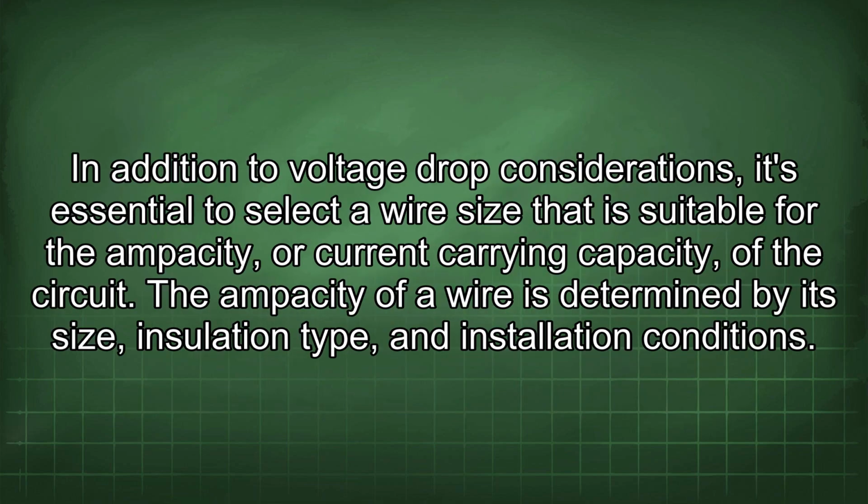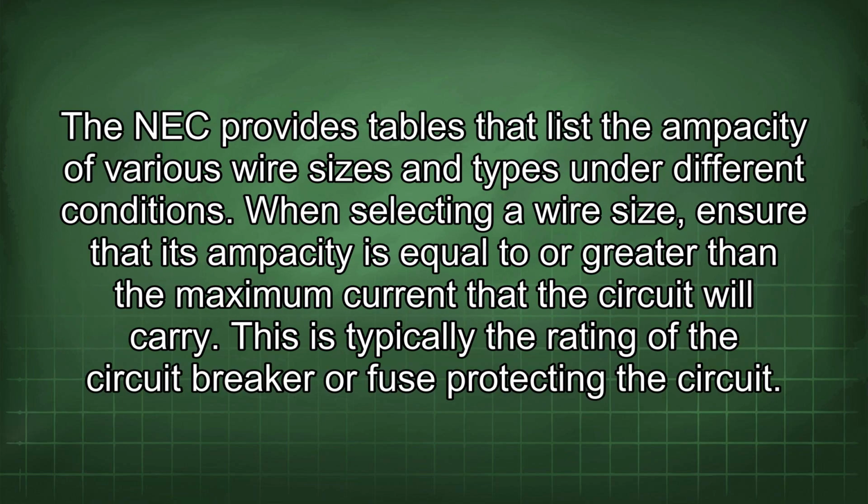In addition to voltage drop considerations, it's essential to select a wire size that is suitable for the ampacity, or current carrying capacity, of the circuit. The ampacity of a wire is determined by its size, insulation type, and installation conditions. The NEC provides tables that list the ampacity of various wire sizes and types under different conditions. When selecting a wire size, ensure that its ampacity is equal to or greater than the maximum current that the circuit will carry. This is typically the rating of the circuit breaker or fuse protecting the circuit.